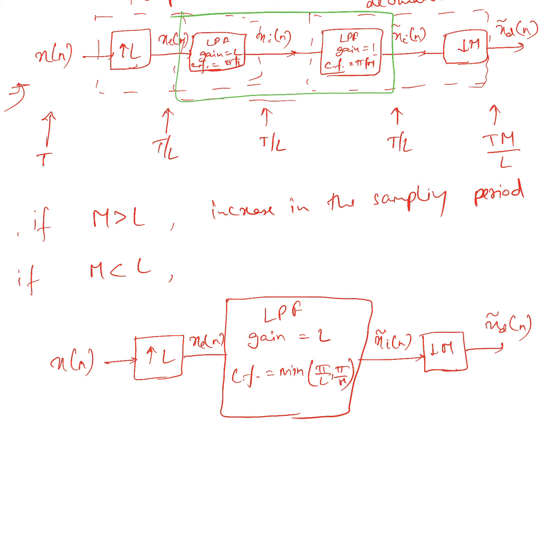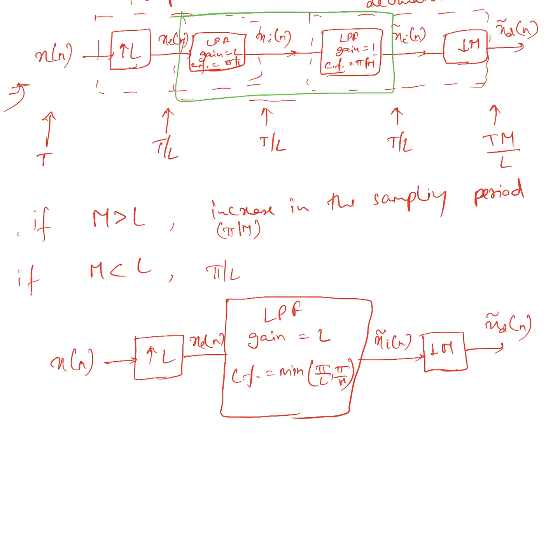So what would happen if you have M greater than L? If you have M greater than L, your pi by M is the dominant frequency. It means that for avoiding aliasing, the bandwidth needs to be limited. And when you have M less than L, in that case you would have pi by L as the dominant frequency, and in that case you don't need to limit the bandwidth to avoid aliasing, right? We can see one quick example.